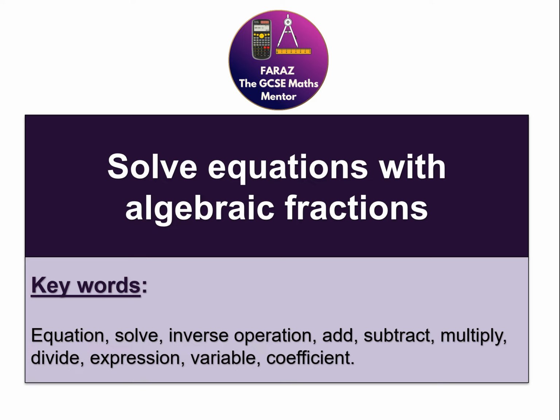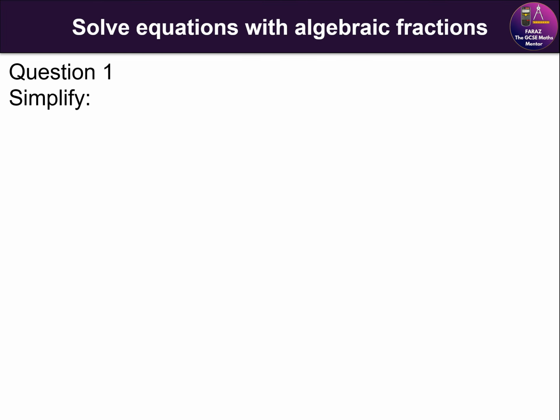Let's dive into question number 1. Simplify x over 9 plus x over 12. Whenever we are adding algebraic fractions, we need a common denominator. Between 9 and 12, the lowest common denominator is 36. So we change both fractions into 36.